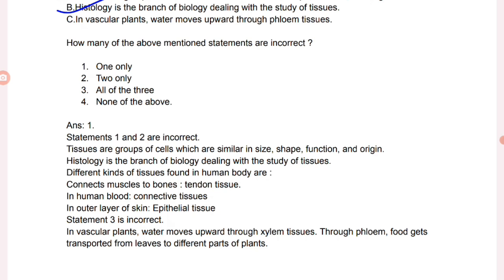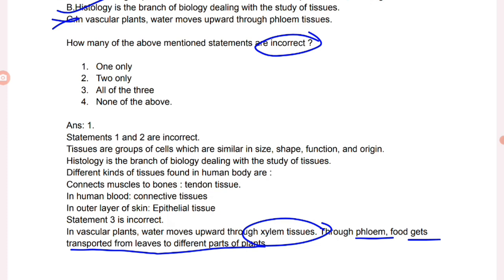In vascular plants, water moves upward through phloem tissues. So in vascular plants, water moves upward through xylem tissues. Okay, so this is not correct. Through phloem, food gets transported from leaves to different parts of the plants. So how many of the above statements are incorrect? So only one is incorrect. So this is the answer.